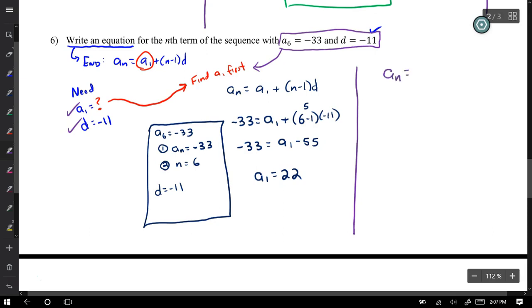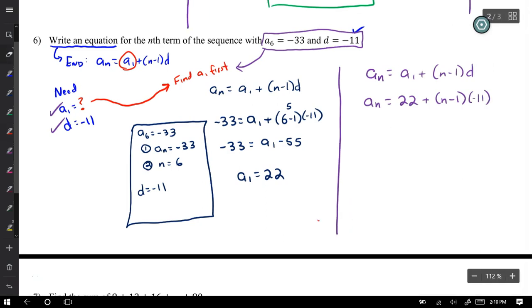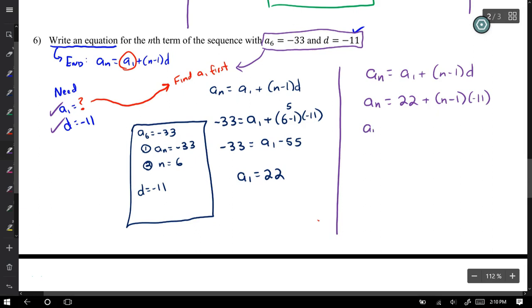A sub n equals a1 plus n minus 1 times d. I write down the formula every time so I get used to it. I can start to memorize it. A sub n equals 22 plus n minus 1 times negative 11. So we have to distribute, so I get a sub n equals 22 minus 11n plus 11, and combine like terms. So a sub n equals negative 11n plus 33.